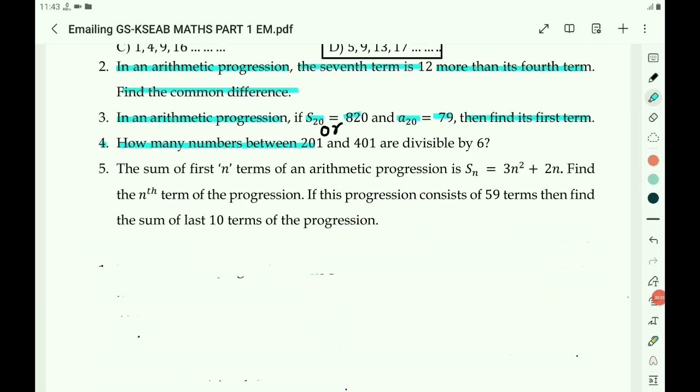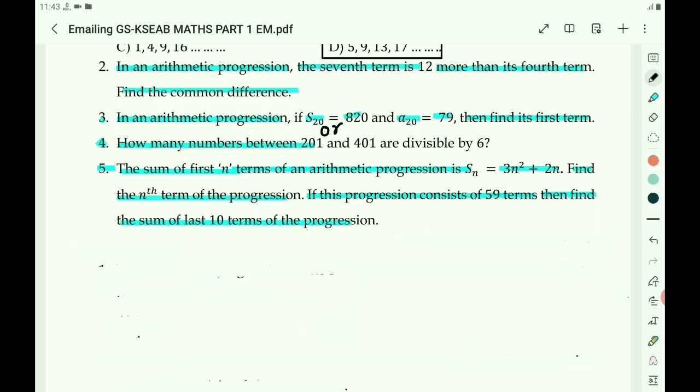Question number 3rd and 4th are OR questions. They are of 2 marks. Now you take the 4 marks question, 5th question. The sum of the first n terms of an arithmetic progression is Sn equals 3n square plus 2n. Find the nth term of the progression. If this progression consists of 59 terms, then find the sum of the last 10 terms of the progression.